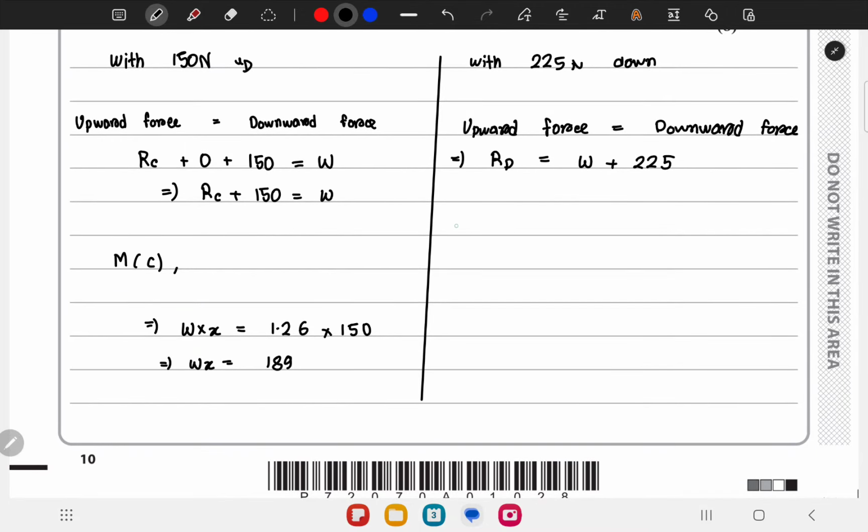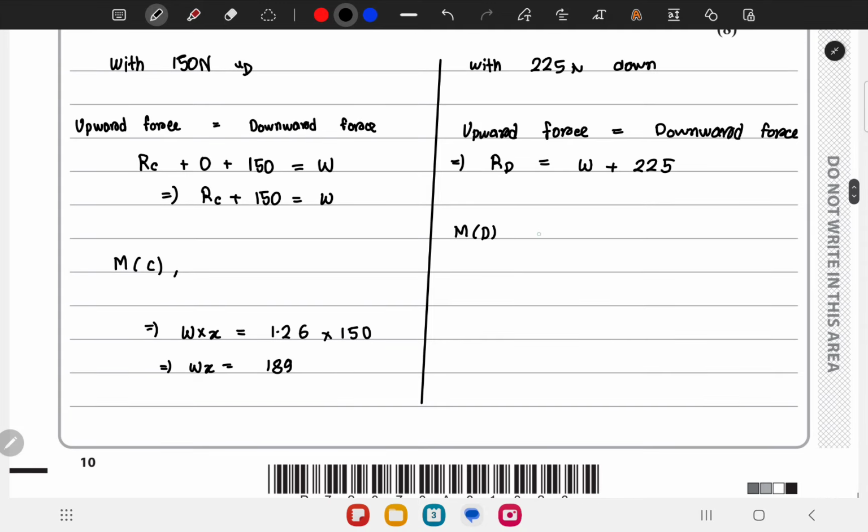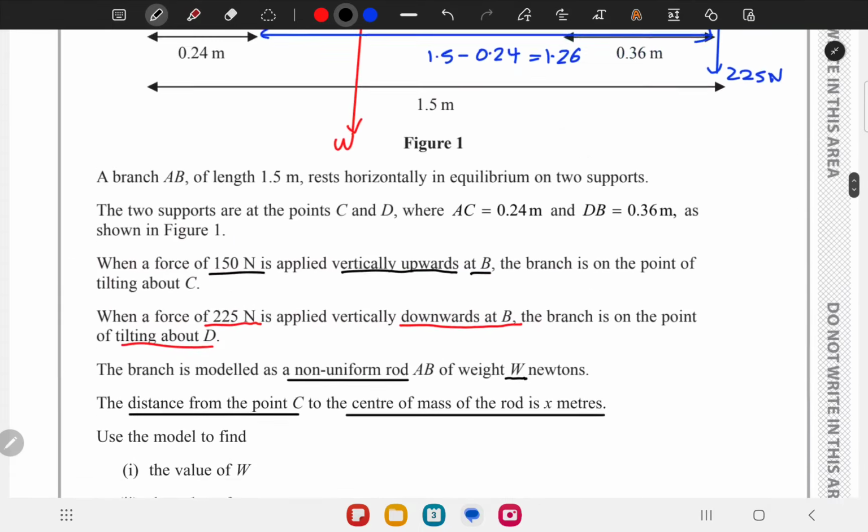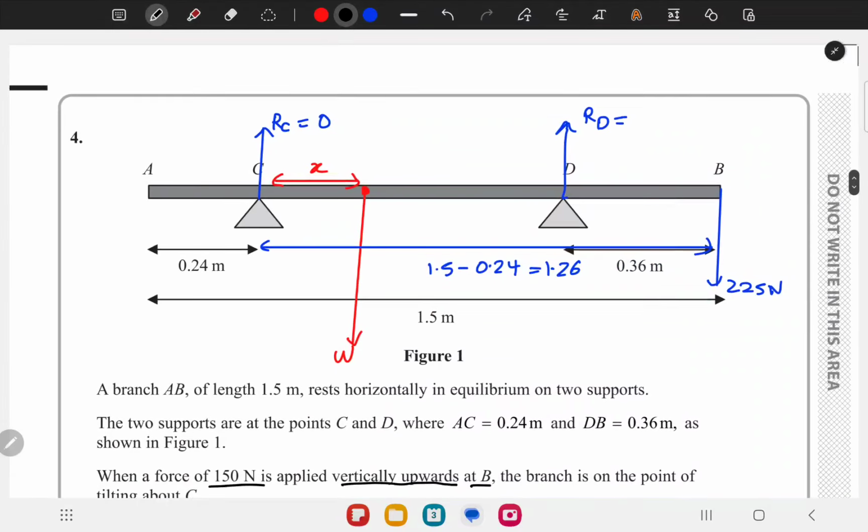And for this we can consider moment about D. This would be equal to 0. So basically clockwise moment is equal to anti-clockwise moment, the same as we did over here. If we consider about D in this case, the weight gives the anti-clockwise moment, while this external force gives the clockwise moment. This distance is 0.36.